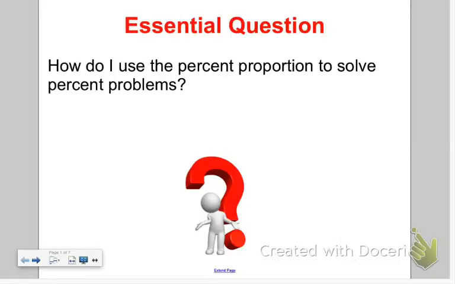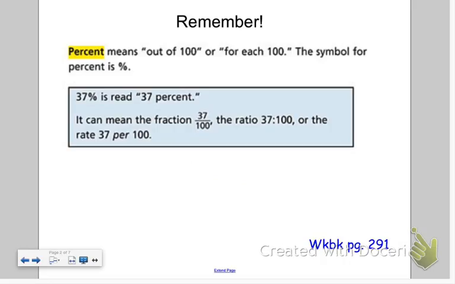In this lesson, we're going to answer the question, how do I use the percent proportion to solve percent problems? Now remember, percent means out of 100, or for each 100, and the percent sign is the symbol to identify your percent. What you need to remember is something very important. Percent is a ratio, when you're comparing two quantities. For example, 37%, that's the ratio of 37 to 100.